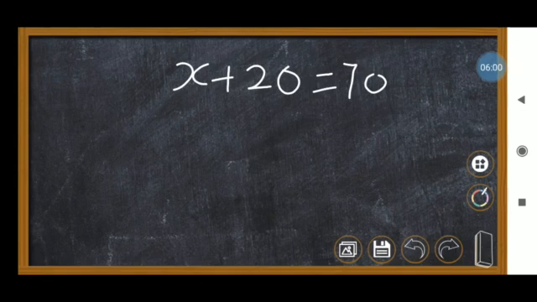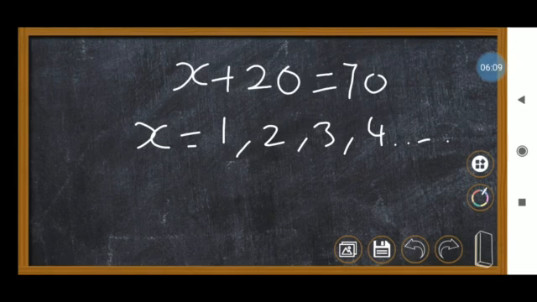Now, is it possible to solve this by starting from 1, 2, 3, 4 onwards? Yes, it is possible, but it will take a lot of time. If you start from 1, then 1 plus 20 is 21, 2 plus 20 is 22, 3 plus 20 is 23, so it will take a lot of time. So instead of substituting the values from 1 onwards, sir, is there any shortcut method? Yes, there is one shortcut method.